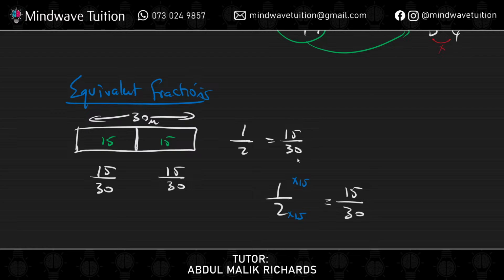As much as 15 over 30 looks different to a half, they are equal to each other in that the 15 over 30 can be simplified to a half, or the half can be scaled up to 15 over 30.